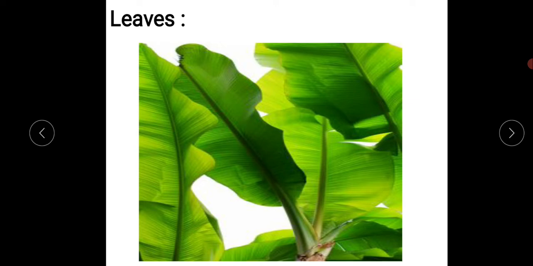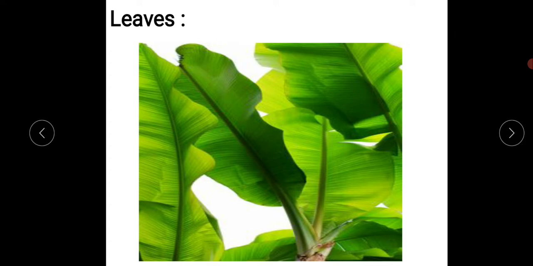Next, we are seeing about the leaf. Leaves are of different shapes and sizes, children. Some plants have big leaves and some plants have small leaves. If you see here, there is a big leaf, right? Look how big the leaf is. Can you identify that leaf? Yes, it's a banana leaf.